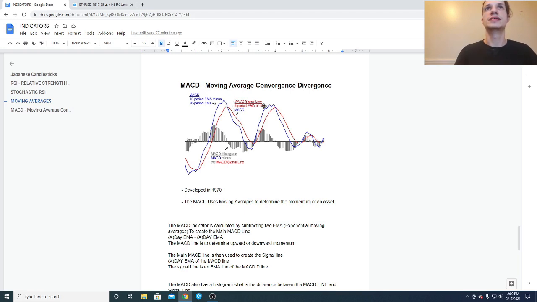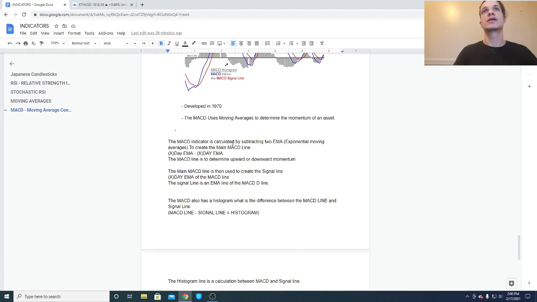And then we have the MACD signal line, which is the 9-period EMA of the MACD. So it is the 9-period EMA of this line, and that is how you get this red line right here. And then we have the histogram, which is this line subtracted by this line. You can make it a line if you want to, or you can leave it as a histogram. I personally like the histograms more, but it's just this line minus this line, and you get your histogram. So the MACD indicator is calculated by subtracting two EMA exponential moving averages to create the main MACD line.